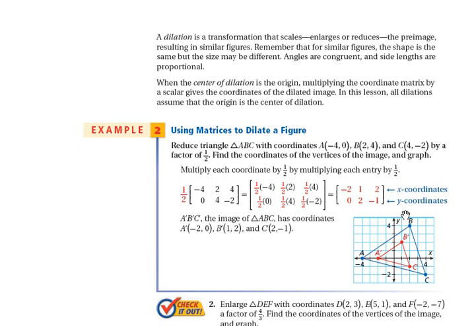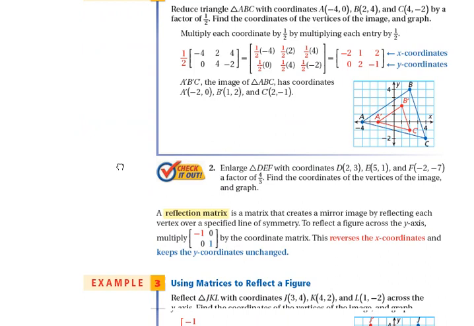And our new matrix then is going to give us this new triangle, which is actually zoomed in by a 1/2. And so it's going to be a 1/2 as big inside here. If we wanted to enlarge that, then we would multiply this matrix here by a number greater than 1.